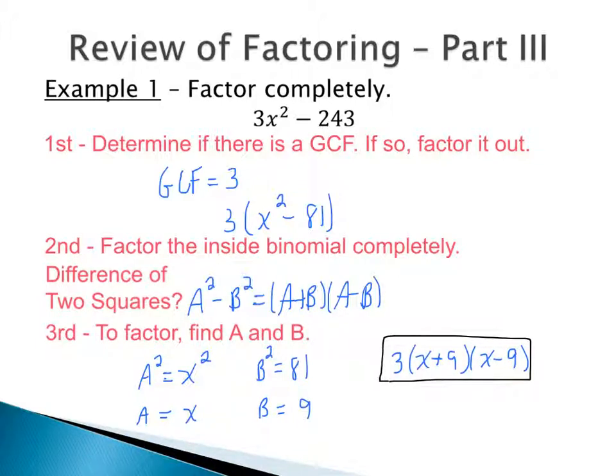What's important to note is that this doesn't work if we have a sum of two squares. So for example, if I had x squared plus 81, we cannot factor that using this formula. Also, if you did check this by FOILing it out or multiplying out, your middle term would cancel, which is the reason why we get back to that x squared minus 81.